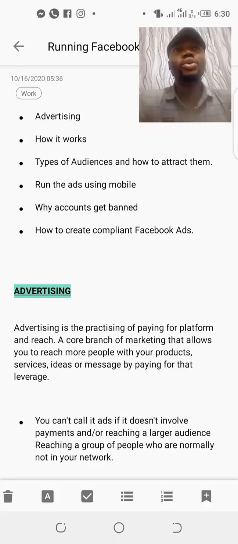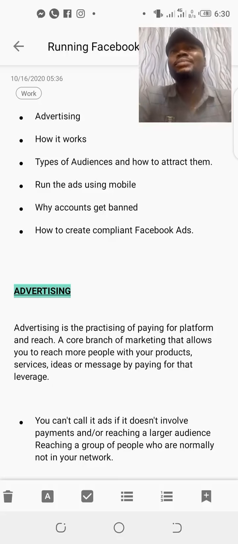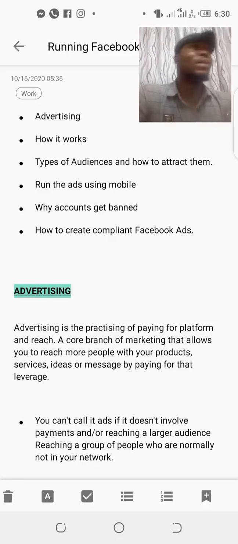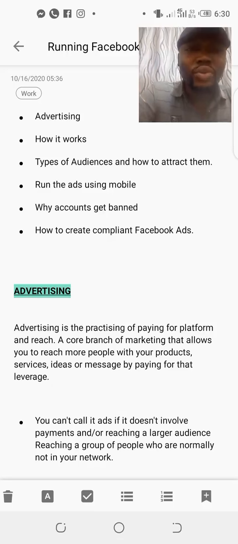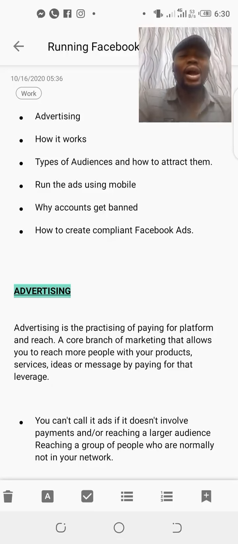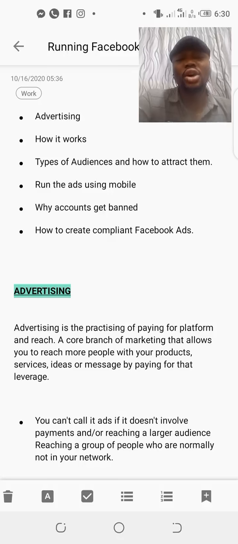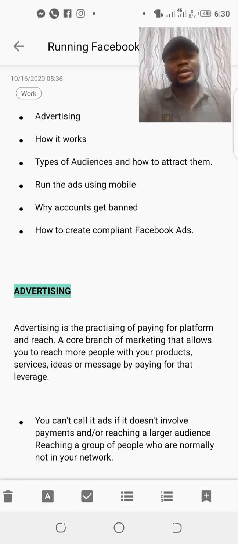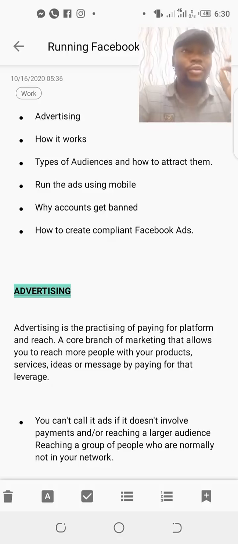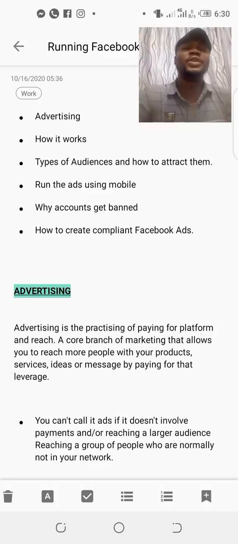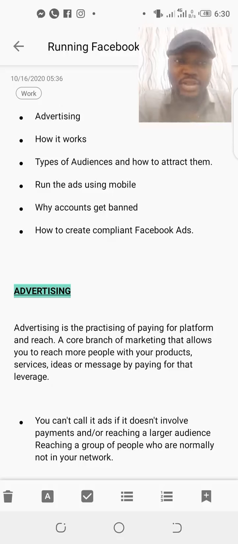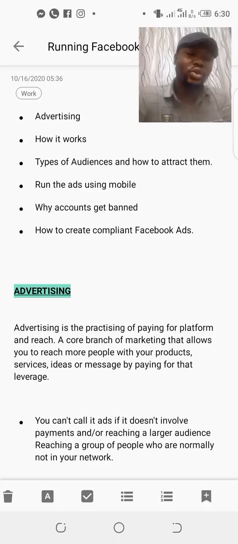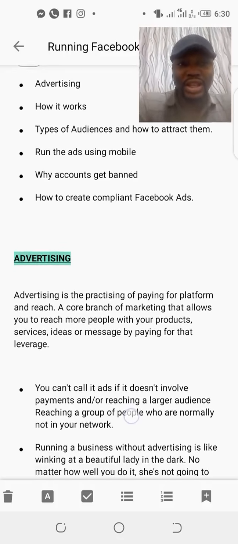I'll be showing you why your accounts get banned. Many of you complain that I used to be able to run ads before, but somehow I can't run ads again. All right, I'll teach you how to create compliant Facebook ads. Usually the reason why your accounts are getting banned is because your account or your Facebook ads are not compliant. You're running Facebook ads that are against Facebook policies. So I'm going to be telling you about Facebook policies and how you can stay on top of those policies and not get banned. So let's get straight into it.